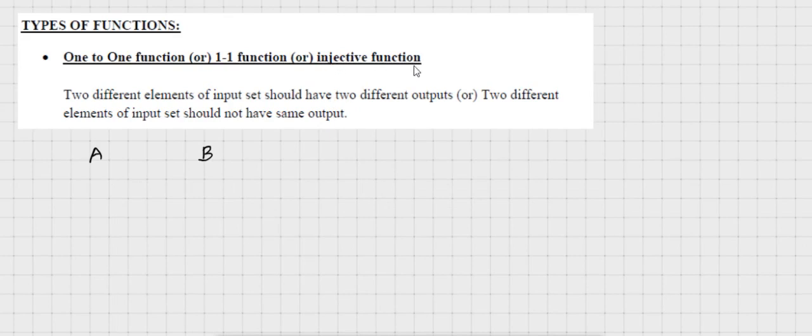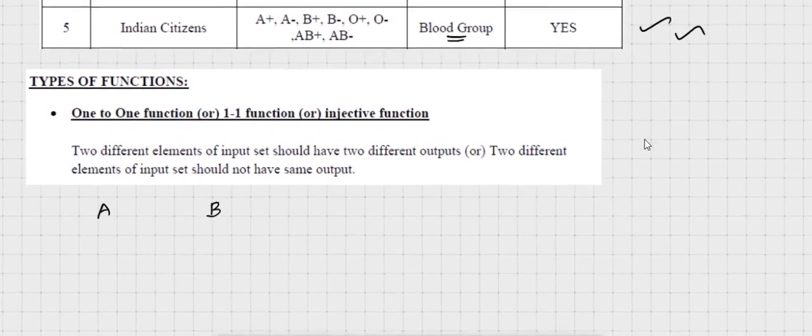First of all, it should be a function. That's not a doubt. Why? Because we are just adding one more condition after the function, right? We are just imposing one more condition on a function. What is that condition? The condition here is, two different elements of the input set should not have the same output. That means, here we saw the example, right?